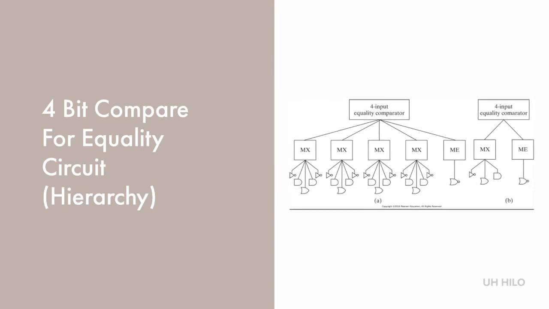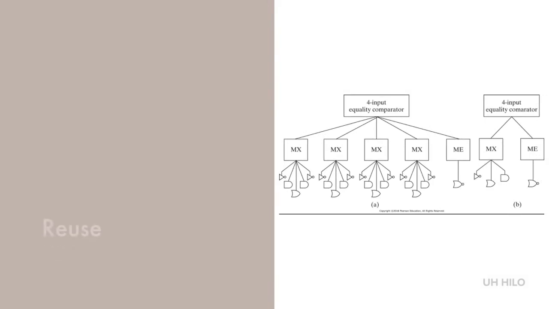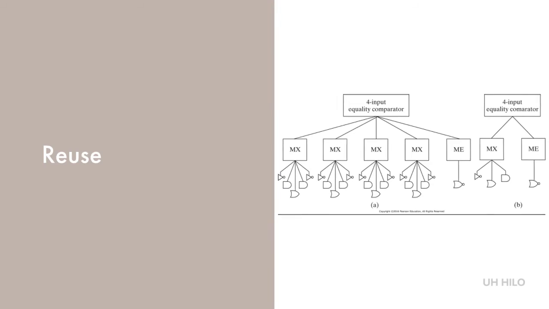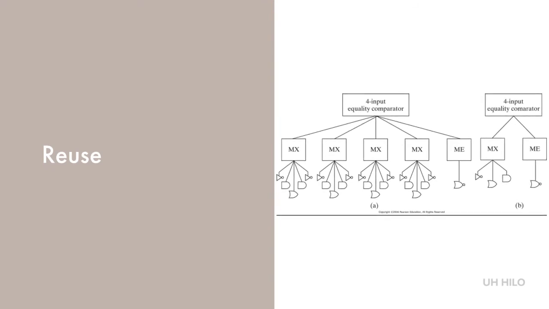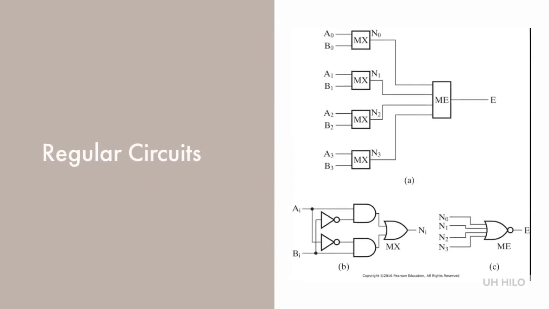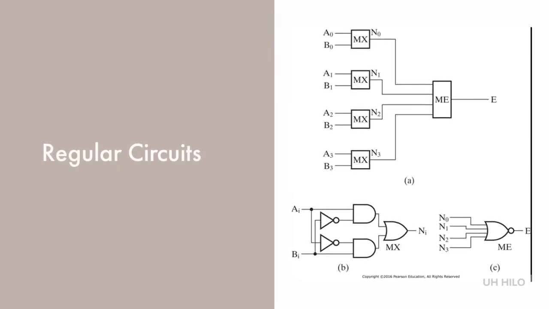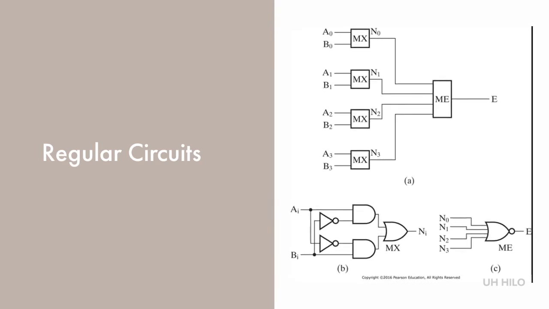The leaves on these diagrams are primitive blocks. Reuse of blocks is an important aspect of hierarchical design. In Part A, we can see 4 copies of MX, but we can simplify that in Part B to reflect the fact that we only have to design one working MX block and then duplicate it 4 times. A regular circuit is one that permits it to be constructed from copies of a reasonably small set of blocks. In contrast, an irregular circuit has no such repeatability.